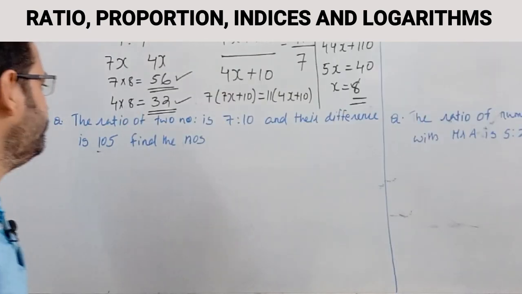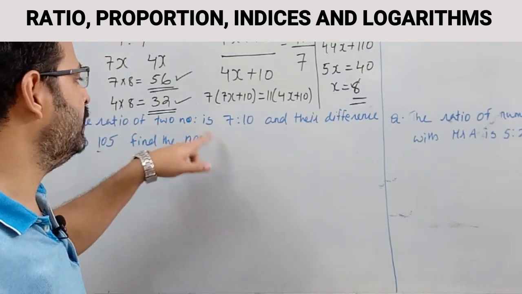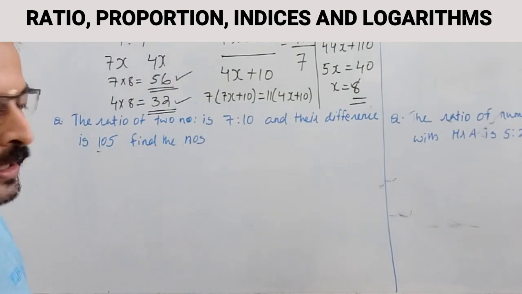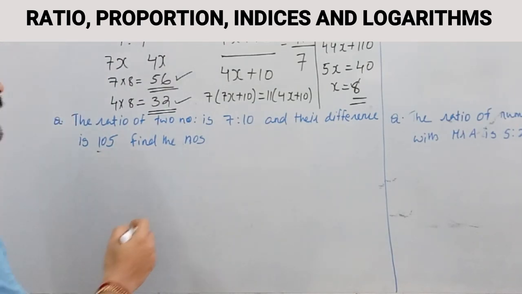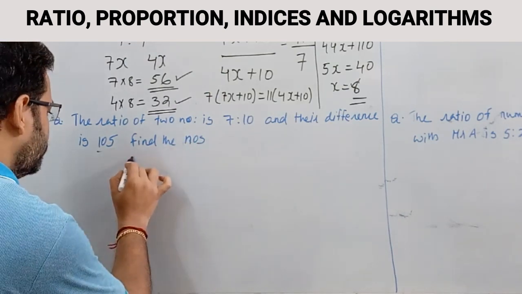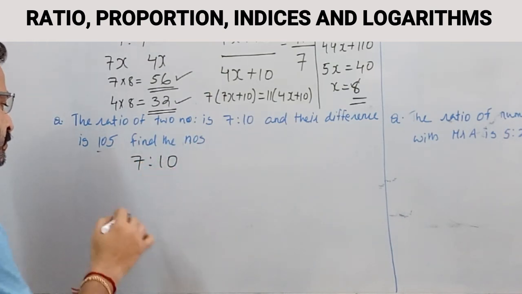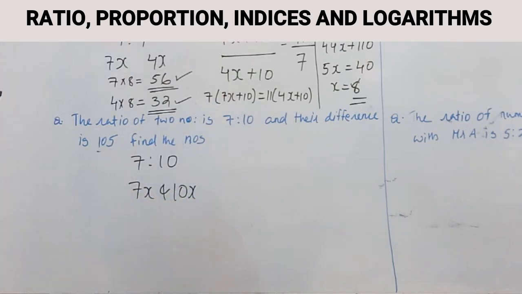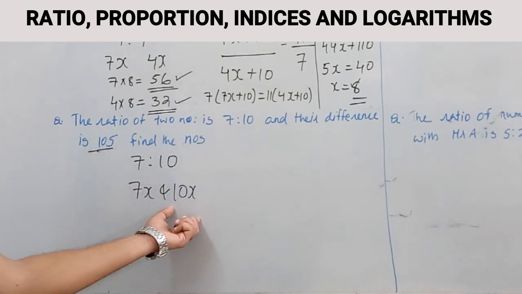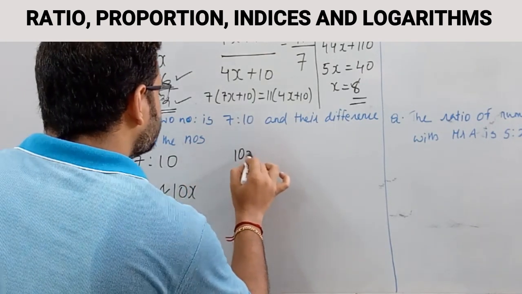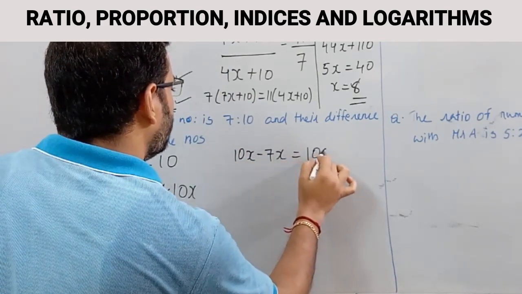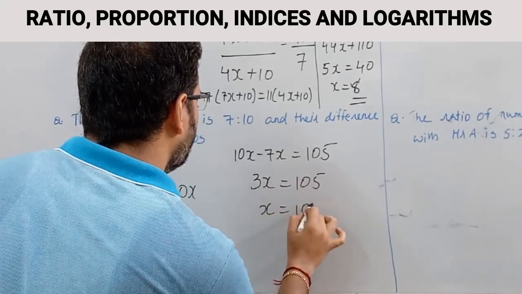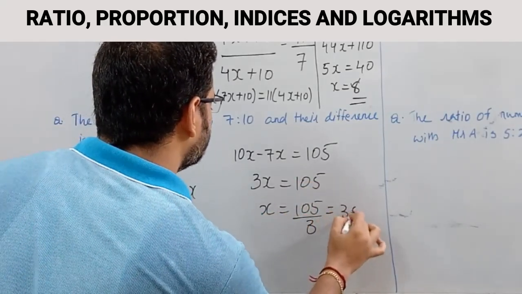Okay, then next question. The ratio of two numbers is 7:10 and their difference is 105. Find the numbers. Okay, in the question it is given that the ratio of two numbers is 7:10. Therefore, the numbers be 7x and 10x. The difference is 105. That means highest number minus lowest number, 10x minus 7x is equal to 105. That means 3x is equal to 105. x is equal to 105 divided by 3 equal to 35.